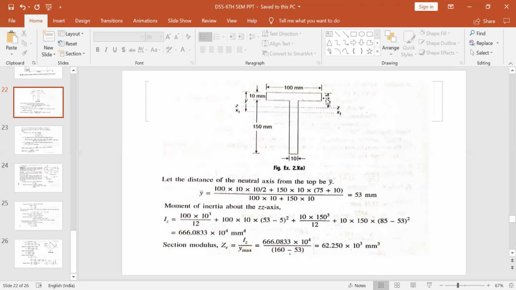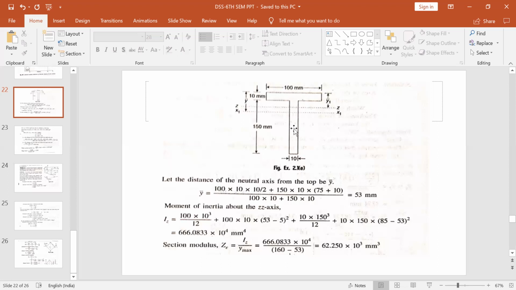What is the area of the flange? 100 into 10. Now you are taking moment about the topmost fiber. So 100 into 10 into the centroid distance, which will be 10 by 2. Plus, what is the area of the web? 150 into 10. And what is the centroidal distance from the top to the web's centroid? It will be 75 plus 10.